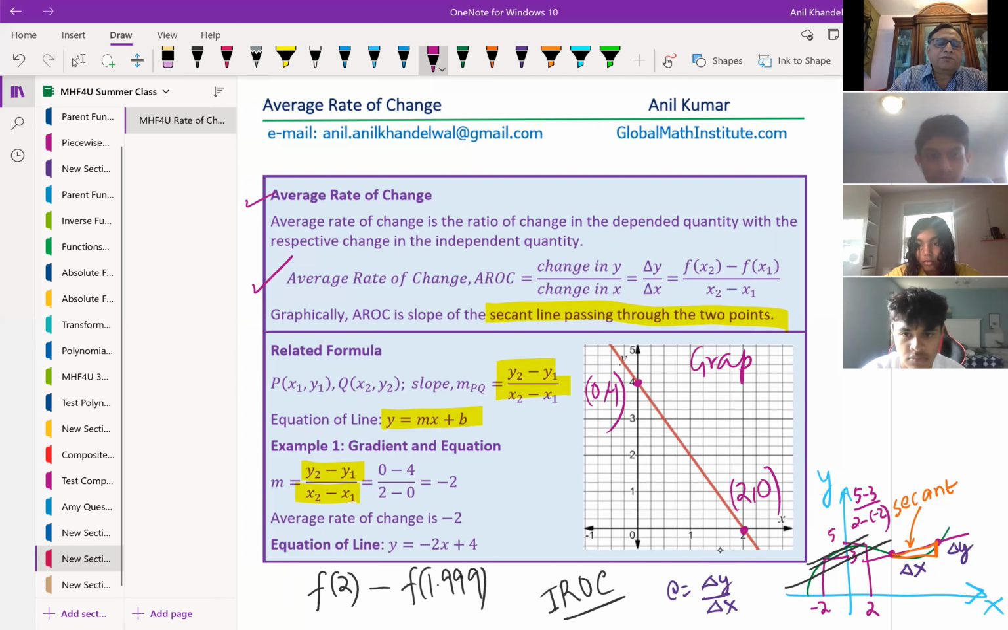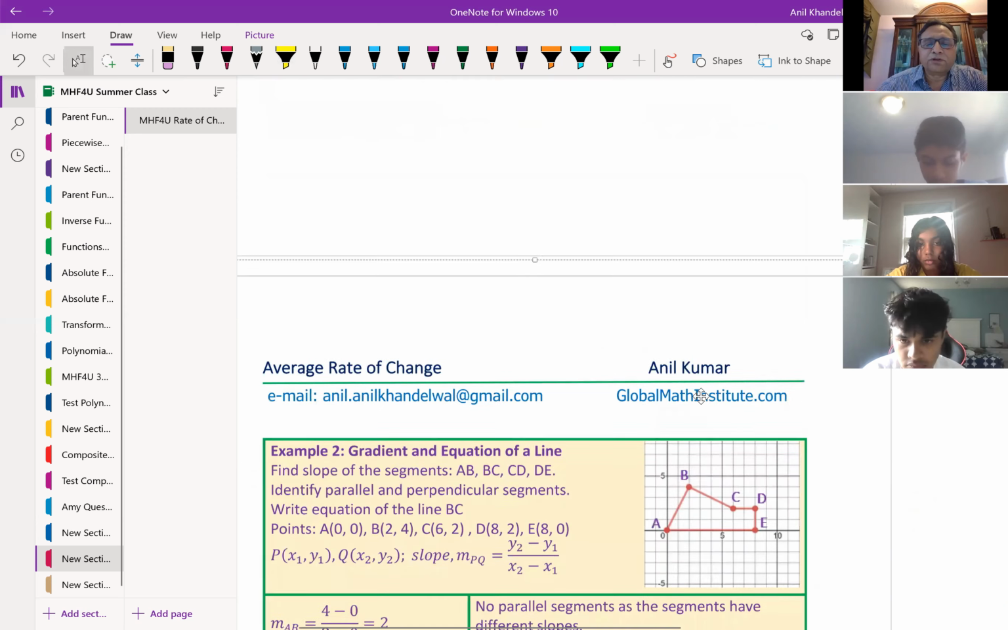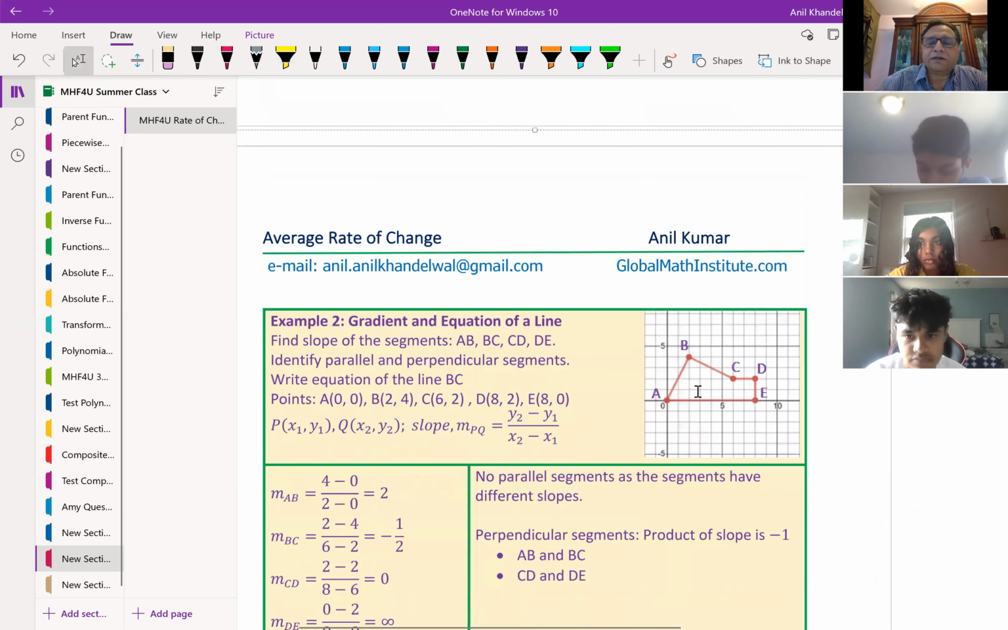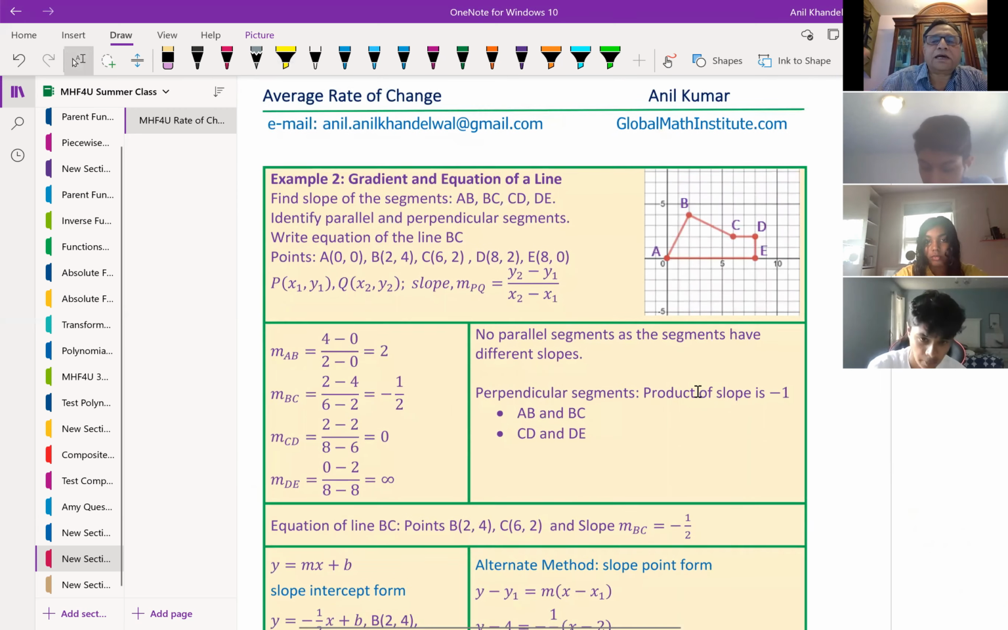Perfect. So we have found very easily the slope, which is also the rate of change. Now, average rate of change is therefore minus 2. We can also find the equation of this line since we know the y-intercept is at 4 and the slope is minus 2. So the equation of this line is y equals minus 2x plus 4. Clear? Just a quick review of what you did in grade 9. Okay, great. So here is now an example for you.